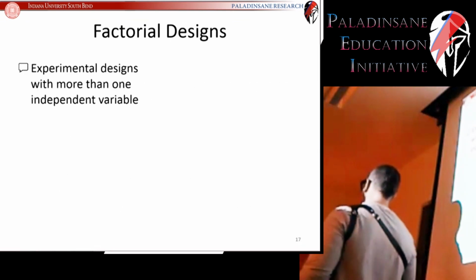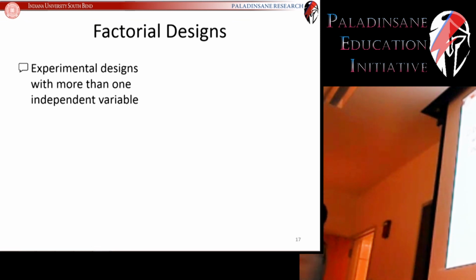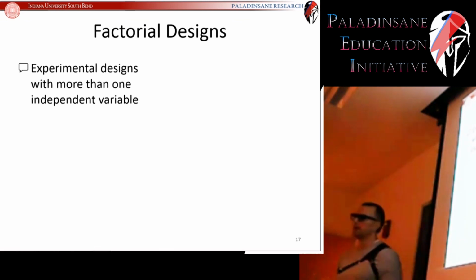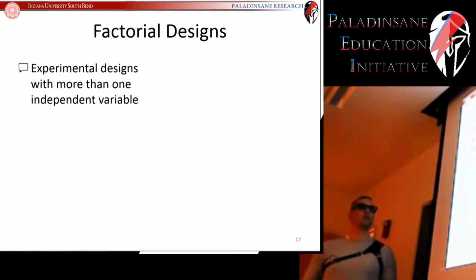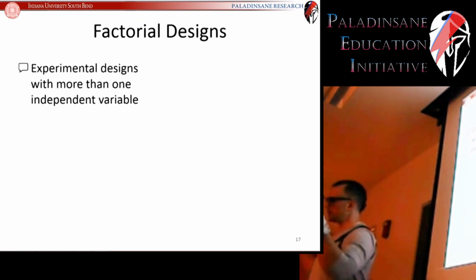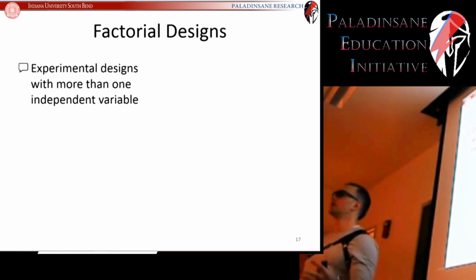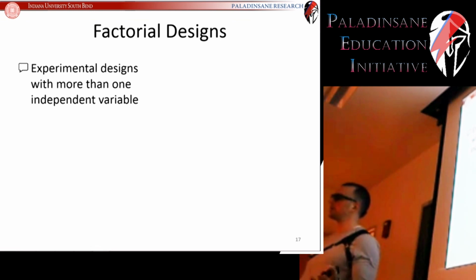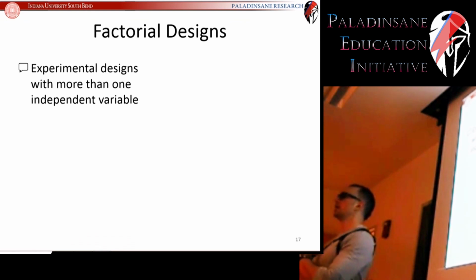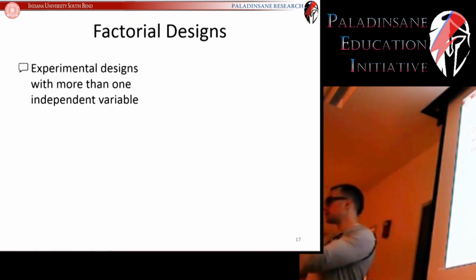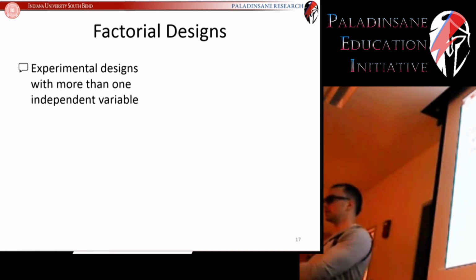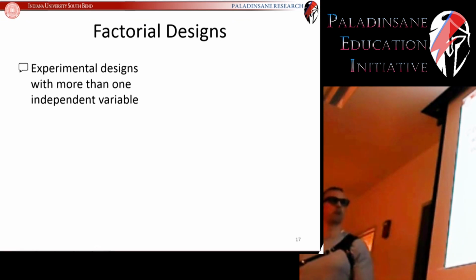All right, so factorial designs. A factorial design is used when you design an experiment that has more than one independent variable. Up until now, we've only discussed experiments that have one variable. For example, in our pretest, posttest experimental designs, it was TV violence. That was the only thing we were interested in. Does TV violence cause aggressive behavior?